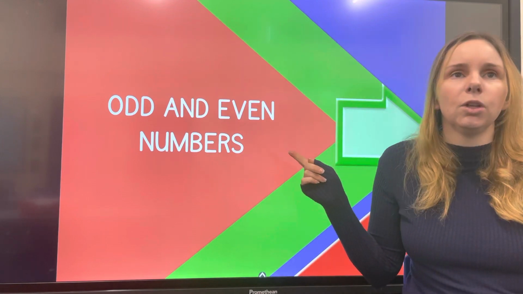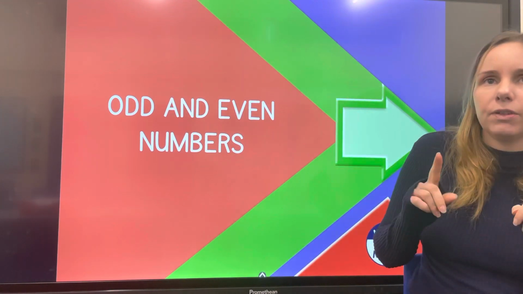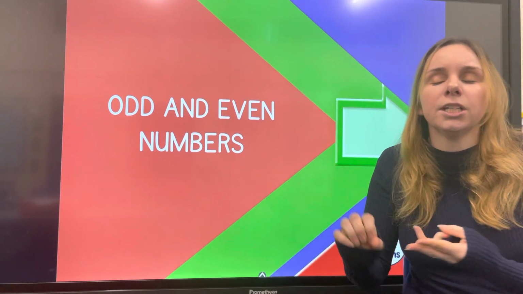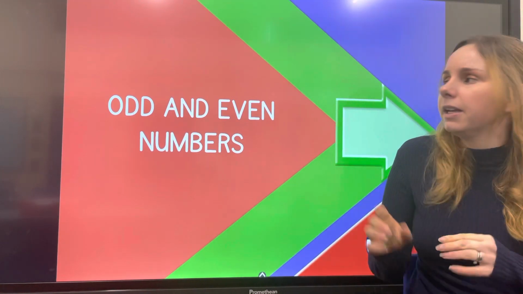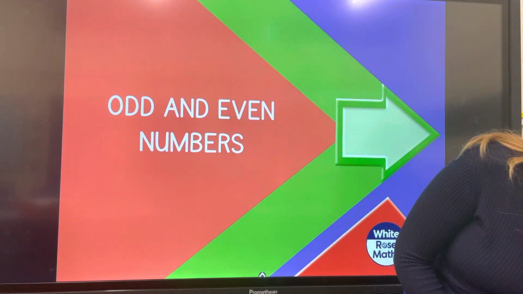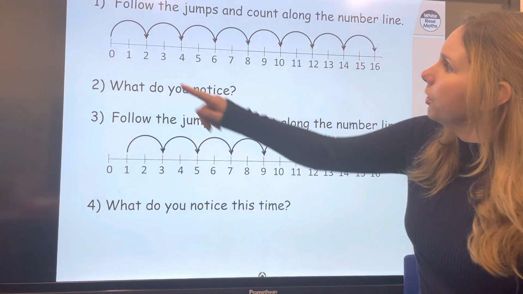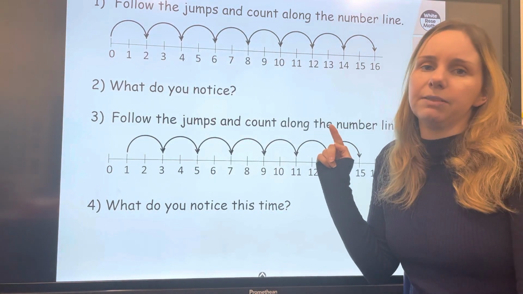Today we're going to look at odd and even numbers. Odd and even numbers are really helpful when we're looking at our multiplications and our divisions, looking at number patterns. So let's get started. Now we need to know what we're counting in when we're counting in odd and even numbers.